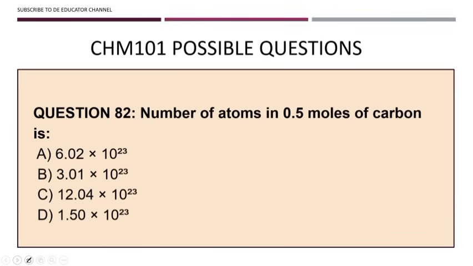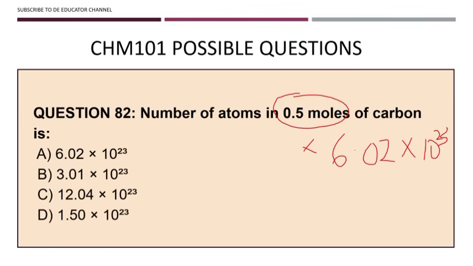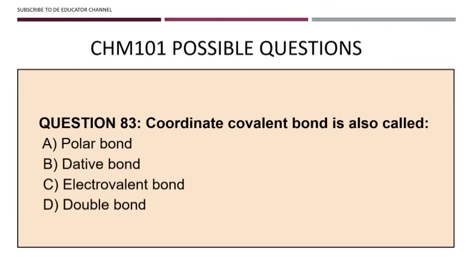Number 82, number of atoms in 0.5 moles of carbon. So when you see this kind of question, all you need to do is multiply this times Avogadro's constant to get atoms. When they say number of atoms, it's just trying to tell you that you need to multiply it by Avogadro's constant. So by the time you do this calculation, you're going to get 3.01 times 10 raised to 23, right? 83, coordinate covalent bond is also called dative, right? We have talked about this in 2 questions now.